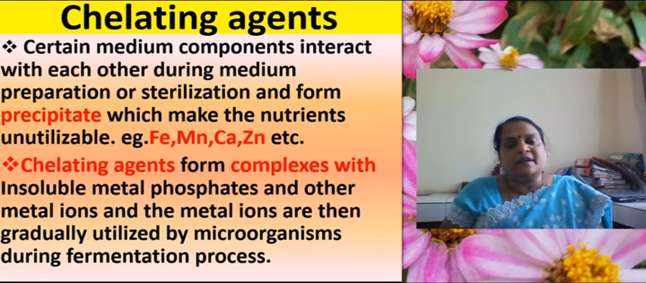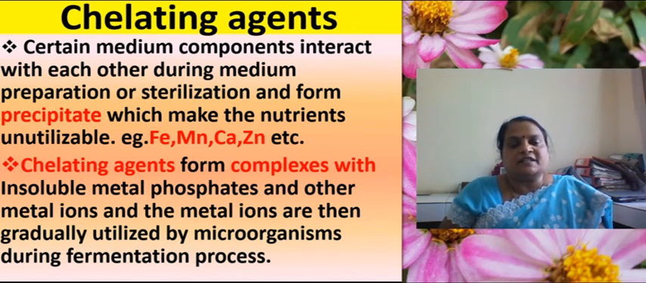But when we sterilize the medium by using steam under pressure, there is elevated temperature, and at high temperature these components react with each other and form precipitate. If the precipitate is formed, the nutrients are made unutilizable, and therefore formation of such precipitate is undesired. Such components include iron, manganese, calcium, zinc, etc. Chelating agents form complexes with insoluble metal phosphates and other metal ions, and the metal ions are then gradually utilized by microorganisms during the fermentation process.